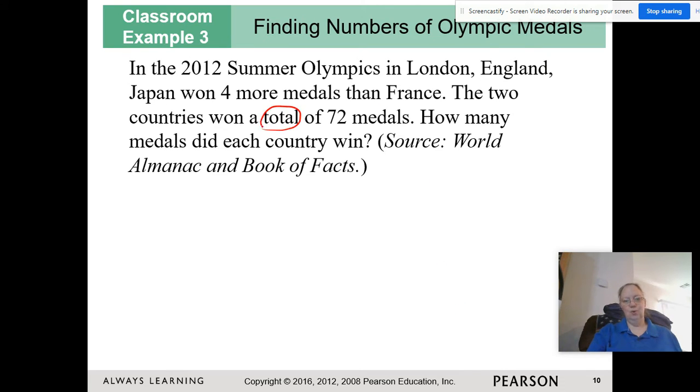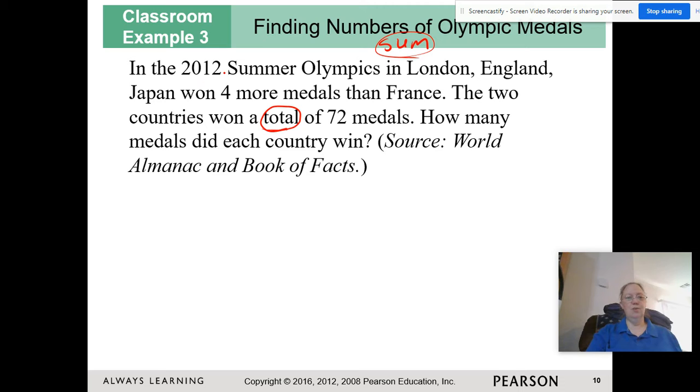Look for this word total. If it says the word total, that means you're going to add something up. You're going to have a sum. Okay? So whenever we see the word total, you're going to be adding things up.